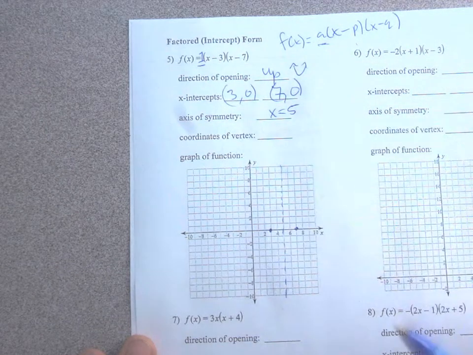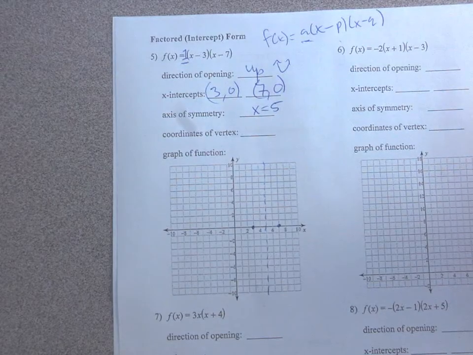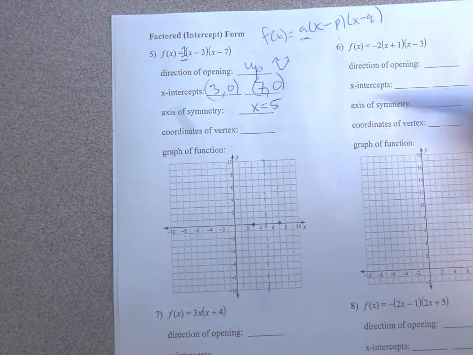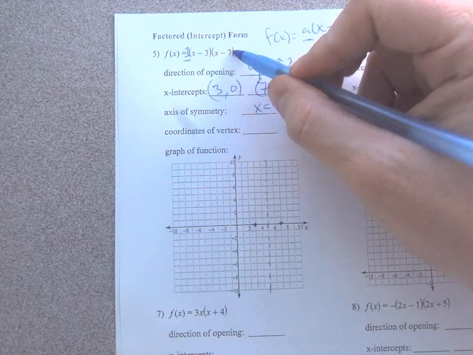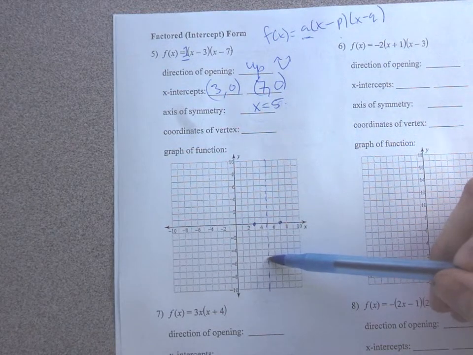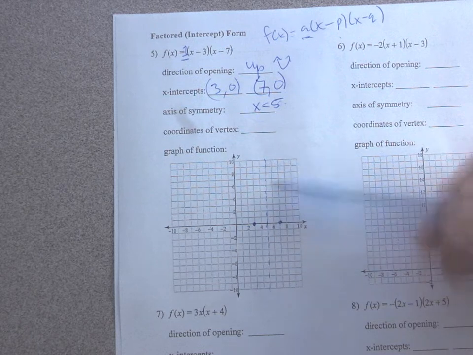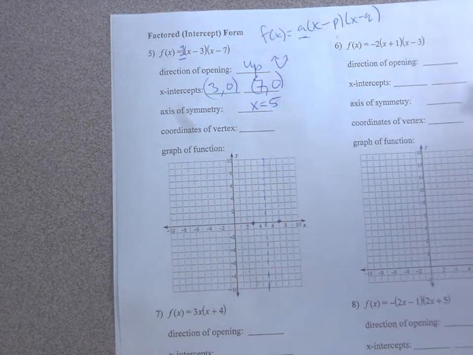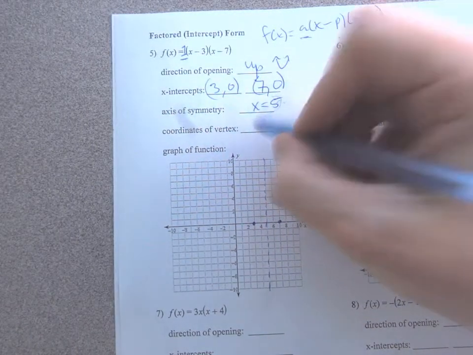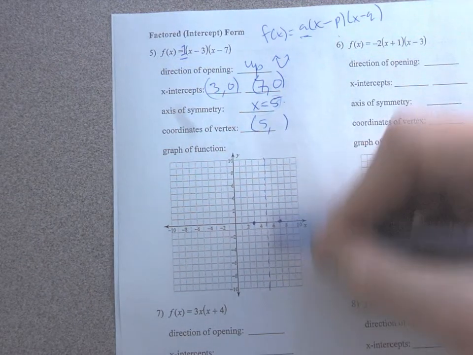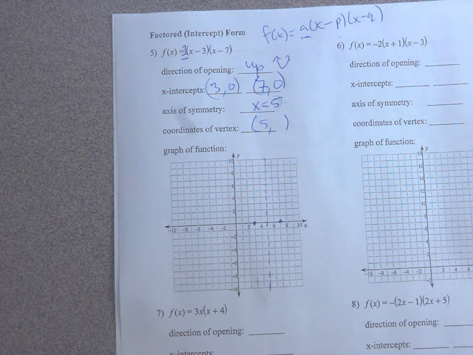Now this is another kind of tricky part, the coordinates of the vertex. What I need to do is plug this into the function. I know the vertex is going to be on the axis of symmetry, right in the middle between these two points, but I just don't know how high to put it. So I already have the x value of the vertex, in other words 5 comma something. It's going to be somewhere on this line. I just have to figure out what the y value is, or what the output is.